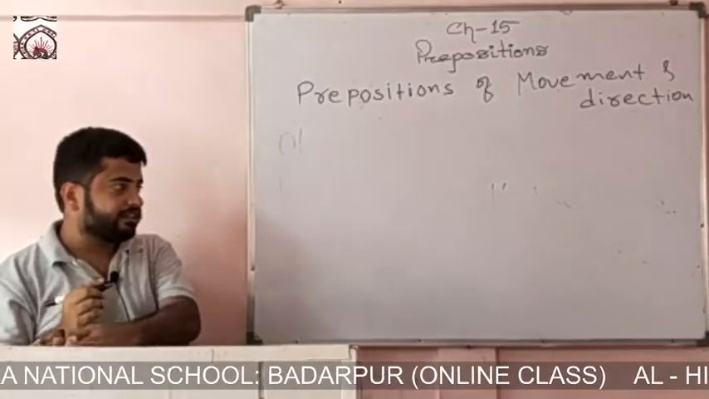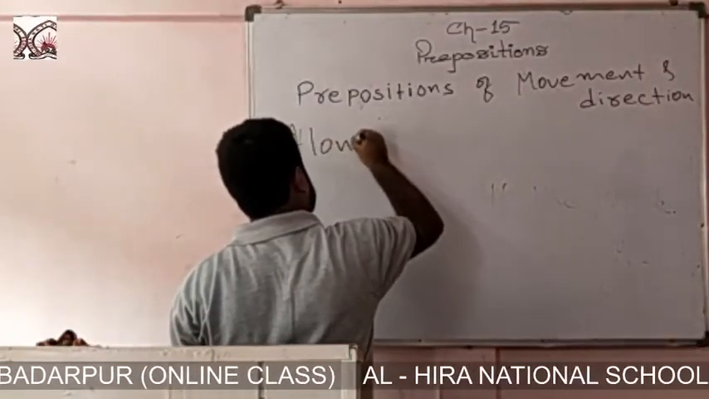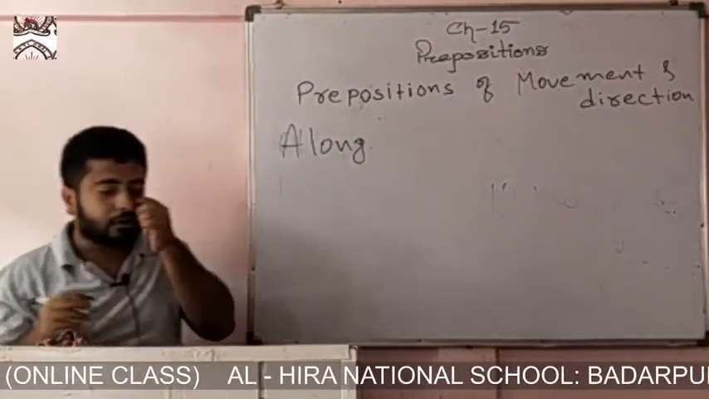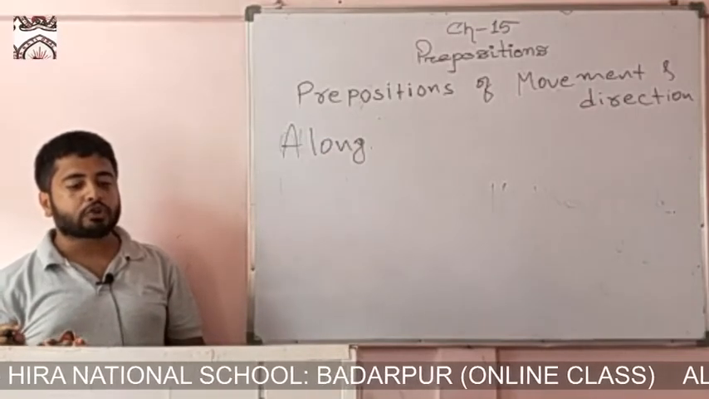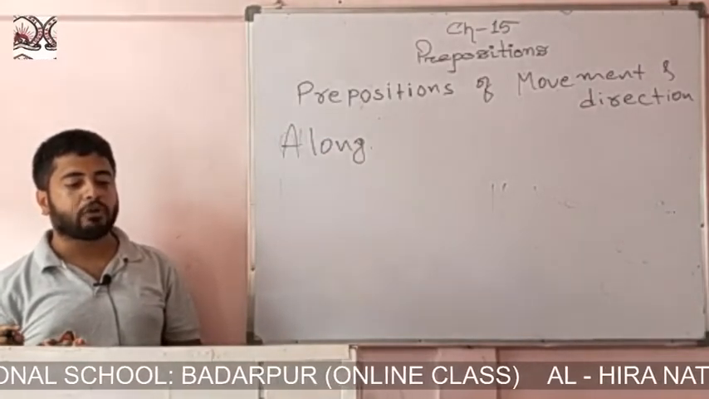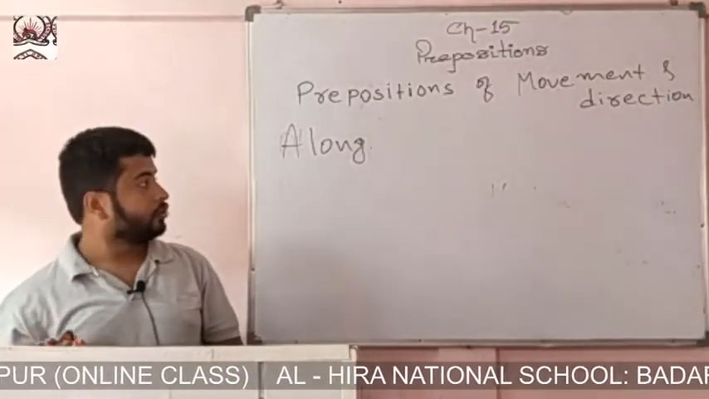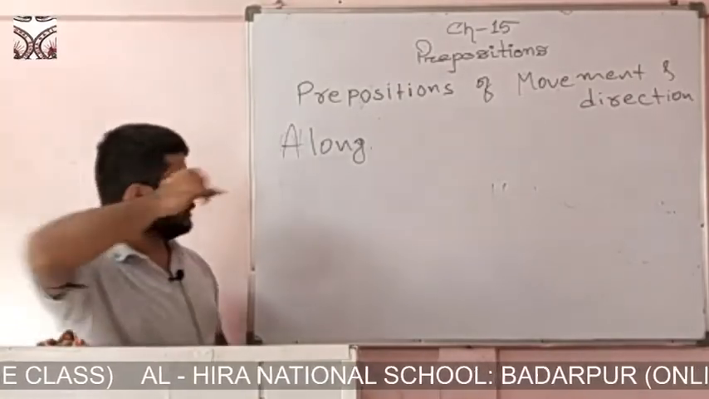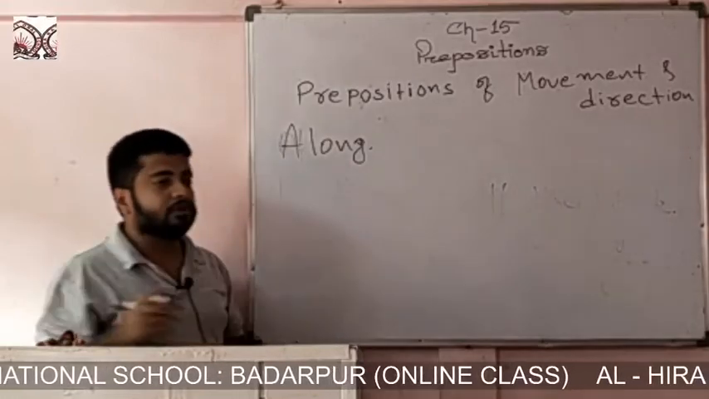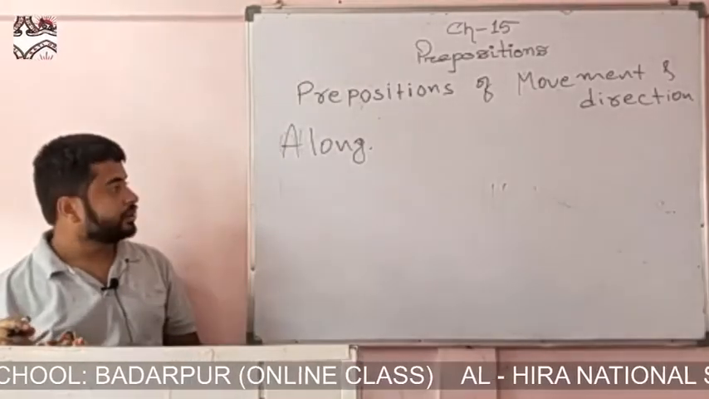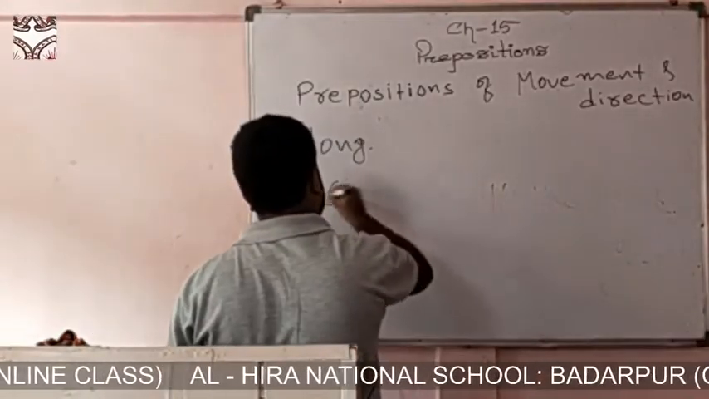The next preposition is along. So where will we use the preposition along? It is used to show movement of something in a line that follows the side of something long. For example, let's practice an example. She is walking along the road.